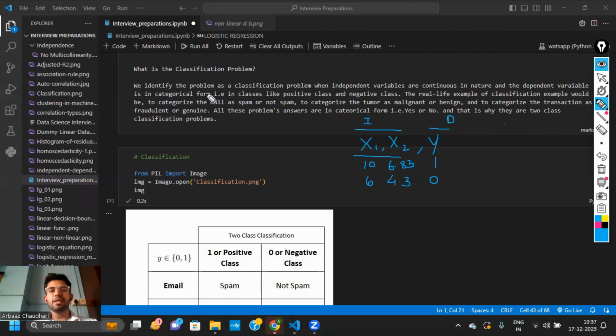And the dependent variable is in a categorical form. Categorical form means a category. The student will be placed or will not be placed. Okay, so this is a category. A real-life example of classification would be categorizing mail as spam or not spam.